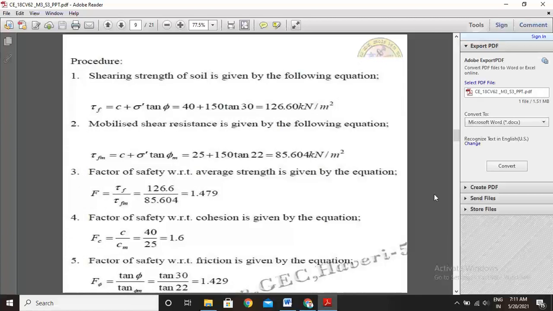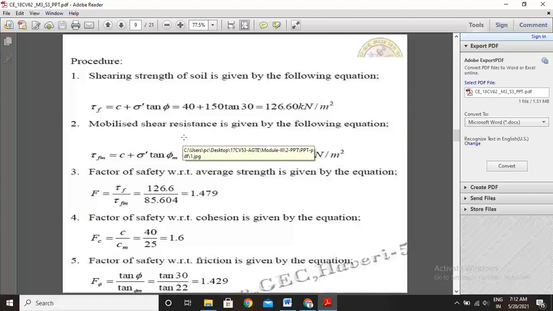Procedure: Shearing strength of the soil is given by the following equation: tau f equal to C plus sigma dash tan phi. Substitute the values in this equation. C is 40, sigma dash is 150, tan phi is 30. So we are getting the answer 126.60 kN per meter square. This is the shearing strength.